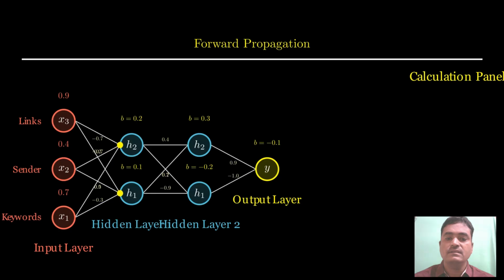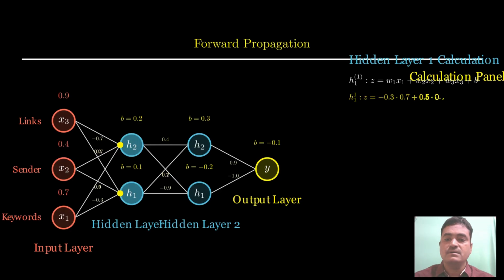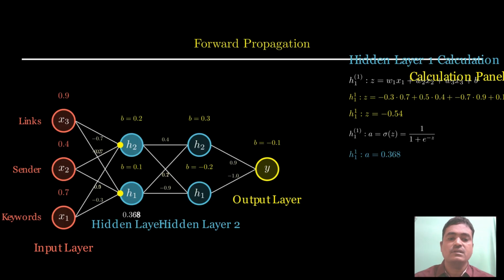See how thin gray lines connect every neuron between layers and yellow numerical values appear along these lines. These are weights that determine how strong each connection influences calculations. Above the input neurons, values appear: 0.7 for keywords, 0.4 for sender and 0.9 for links. Yellow bias values labeled with B appear above hidden and output neurons. Below each layer, labels materialize: input layer, hidden layer 1, hidden layer 2 and output layer.